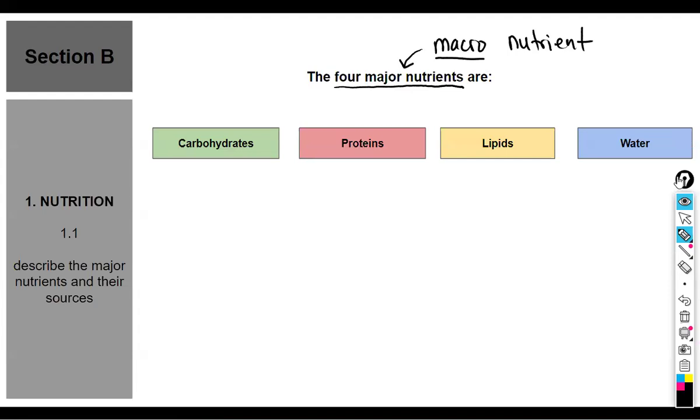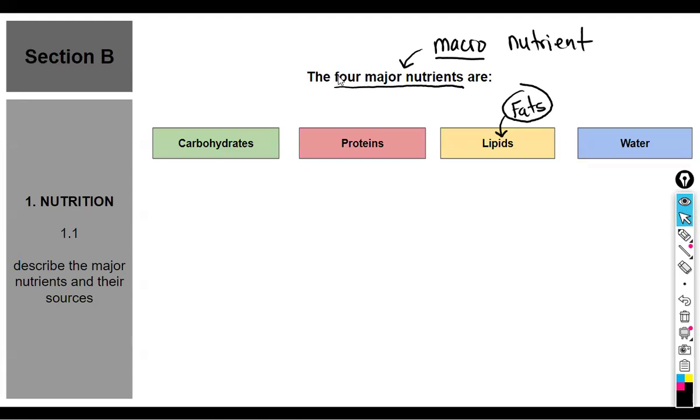And the 4 macronutrients are carbohydrates, proteins, lipids. Now, lipids are also called fats. But I know you're not going to go out in the real world and say lipids. You'd rather say, hey, that food has a lot of fat in it, or that's a fatty type of food. And just off the top of your head, just to see how much you know, what foods contain a lot of fats?